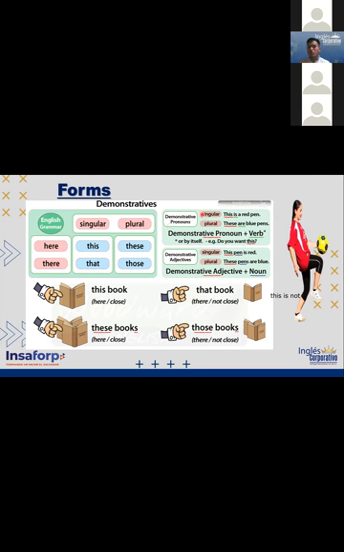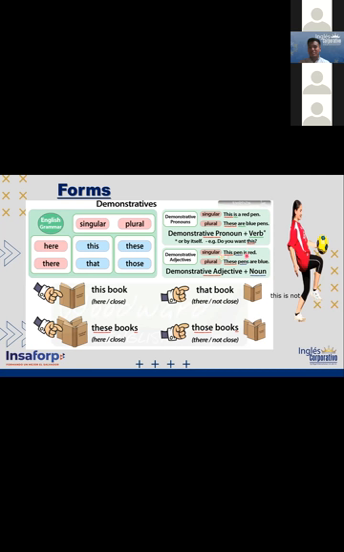¿Cuándo va a estar actuando como un pronombre demostrativo? When? ¿Cuándo? Cuando a la par de él tengamos el verbo to be. ¿Sí? For example, yo aquí estoy diciendo, this is a red pen. Este es un lapicero rojo. ¿Sí? Now, ¿qué sucede si yo utilizo un pronombre demostrativo y luego de él ya no pongo un verbo to be, sino que pongo un sustantivo? Ahí ya cambia y deja de llamarse pronombre demostrativo y pasa a llamarse adjetivo demostrativo. ¿Sí? Si se fijan, solo es esa pequeña diferencia. That's the only difference. So we have to pay attention to that. Tenemos que prestar atención a eso.